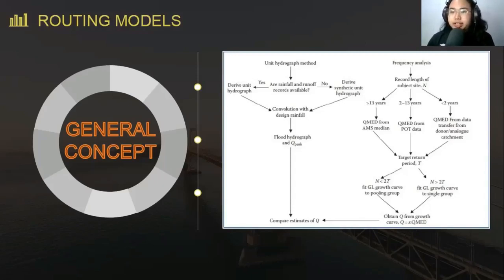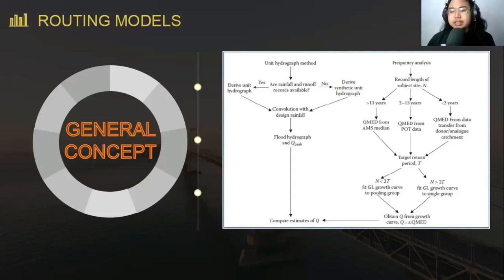Kunwari, ang record length of subject site mo, N, is 13 years. Tapos, ang target return period mo ay kunwari 6 years. Ganon. So, N is 13. So, 2 times T, return period mo na 6, so 12. So, 13 is greater than 2T, di ba? So, dito siya na-fit sa growth curve mo dito sa single group.